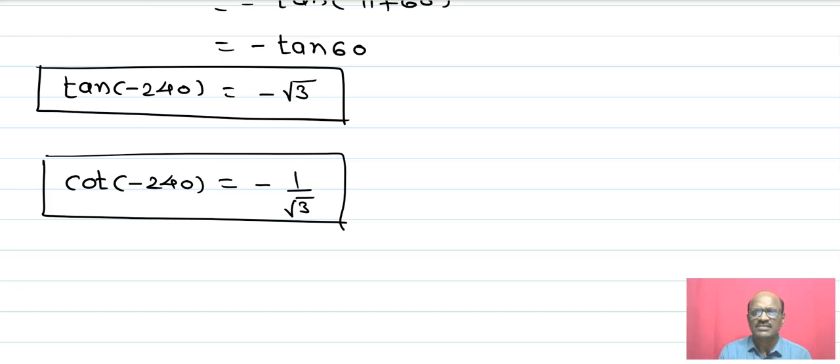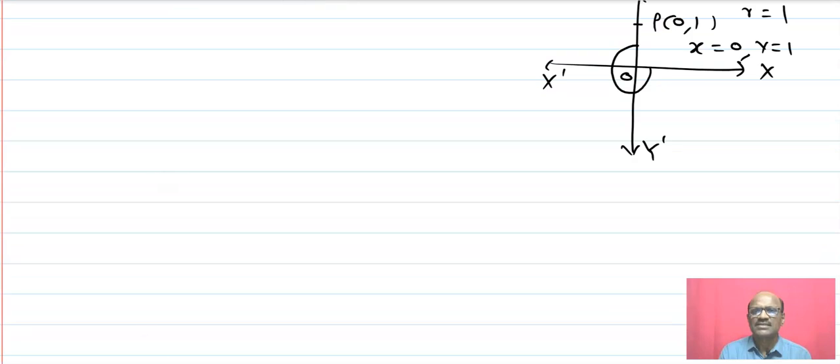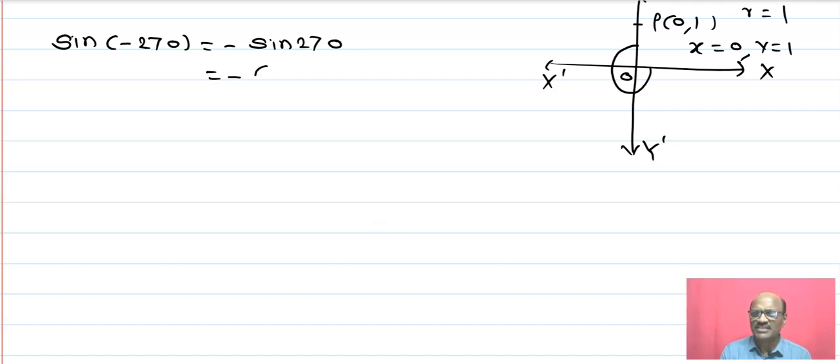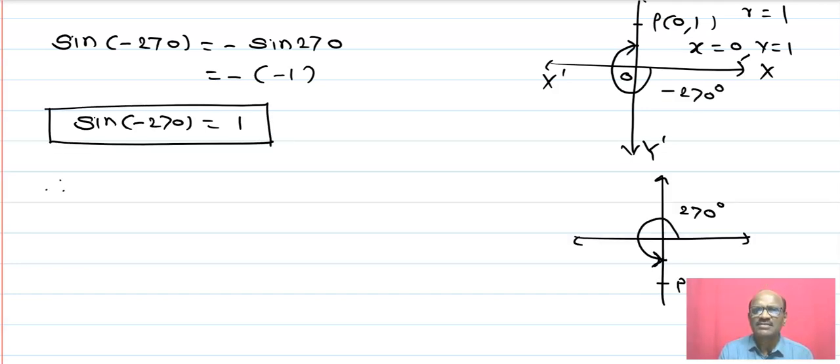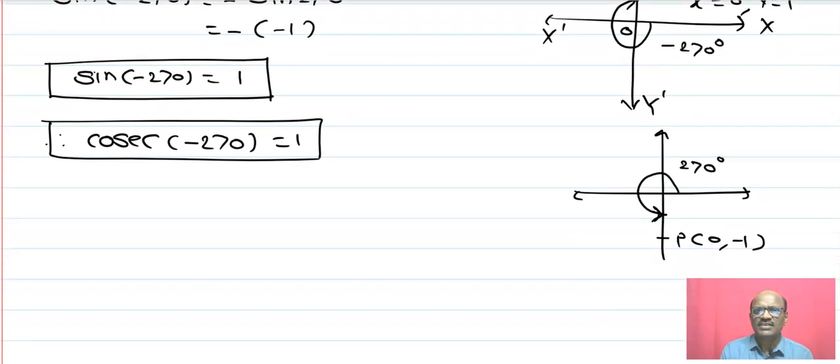Now, next is sine of minus 270. Sine reflects the negative sign. That is minus sine of 270. But sine of 270 comes on the negative y-axis. It is minus 1. Therefore, it is a quadrantal angle. Therefore, sine of minus 270 is 1. Overall, it is 1. Cosec of minus 270.